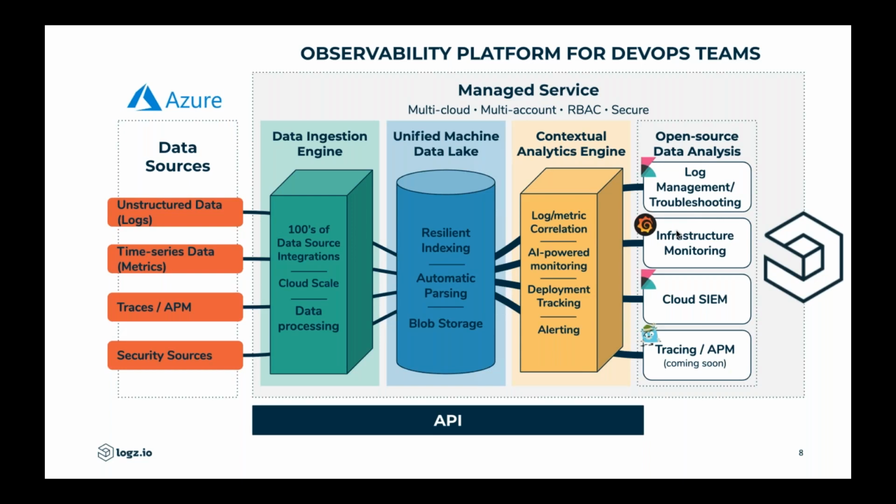And this is kind of just an overview of what the logging and metrics data pipeline looks like. So if you see over on the left, you see the data sources coming from Azure. You have logs, metrics, traces, security sources, all unstructured data. And when you send that to Logz.io, which is kind of in this managed service box here, you can see that it starts in the data ingestion engine, which integrates with hundreds of data sources, many of them right out of the box, can process data at cloud scale, where it's then moved to our machine data lake, and that's basically where the data is indexed and stored by Elasticsearch.